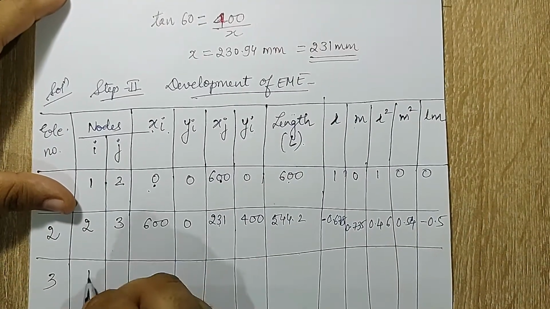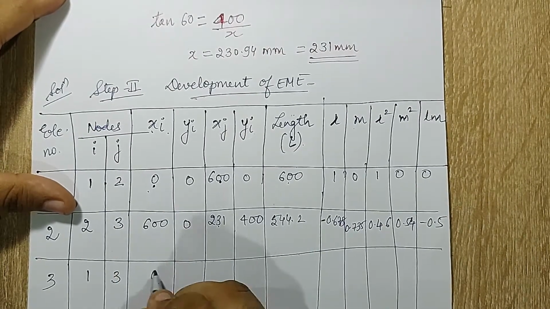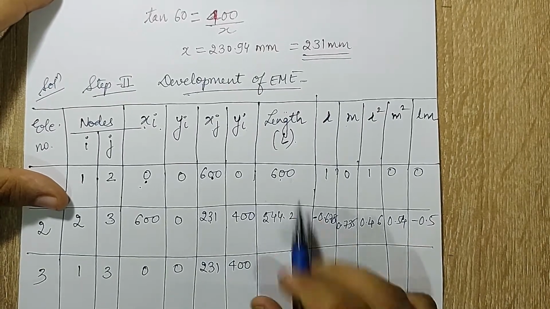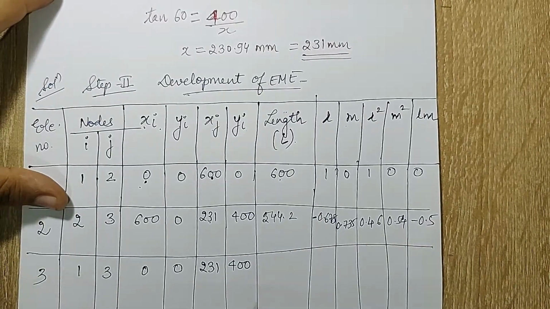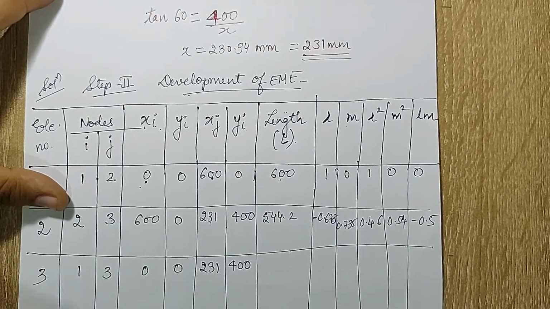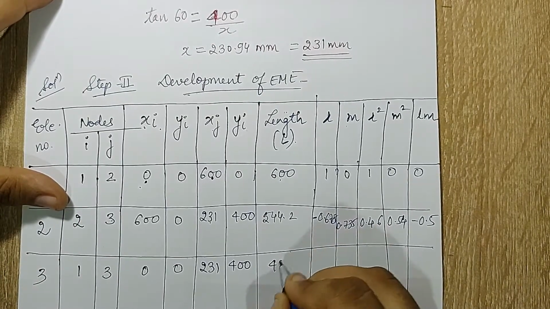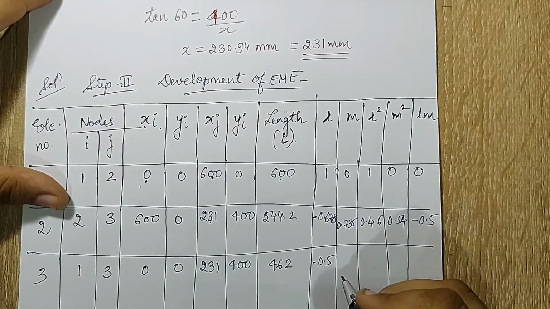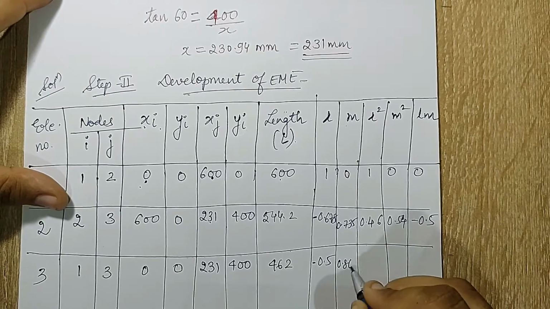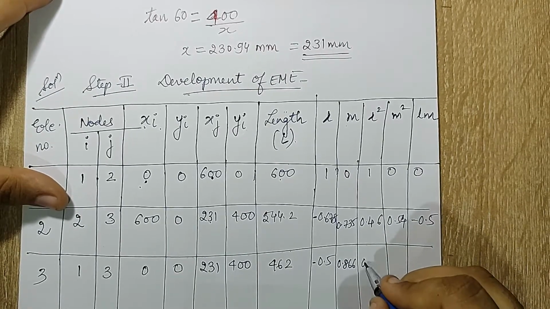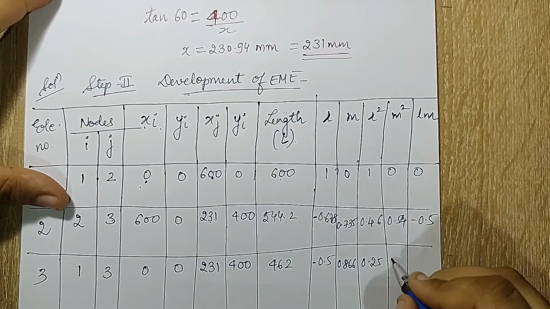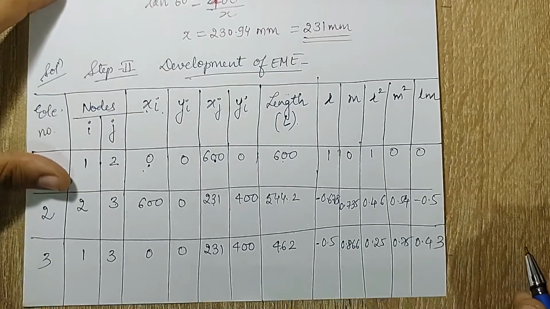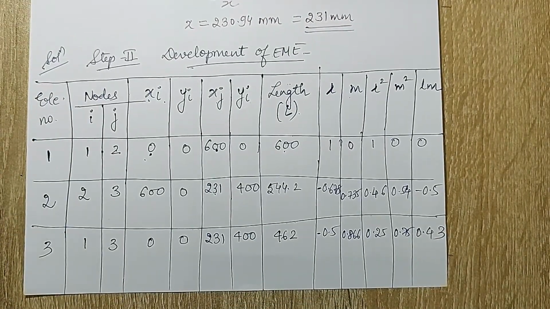So here I am writing 1, 3, x1, y1 is 0, 0, x3, y3 is again 231 and 400. The length can be calculated by the formula I gave you. So the value I obtain is 462. L I obtain as minus 0.5. M I obtain as 0.866. L square is 0.25. M square is 0.75 and Lm is 0.43. So this is all the values that I obtained.